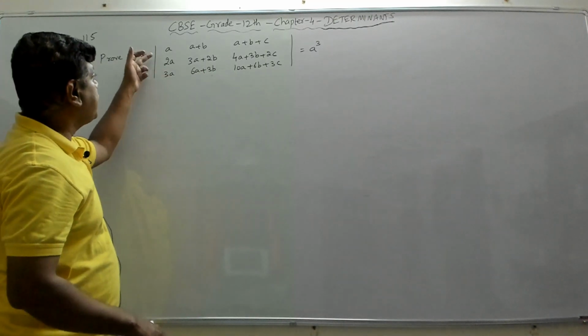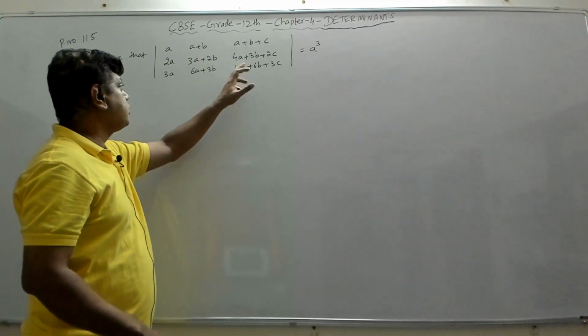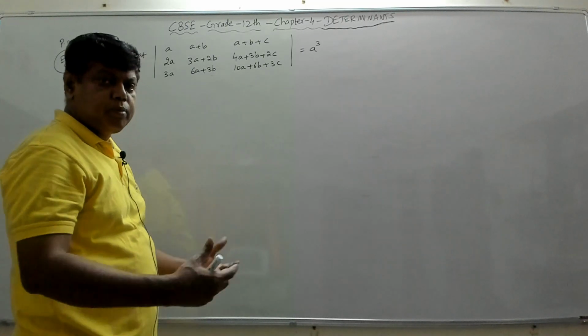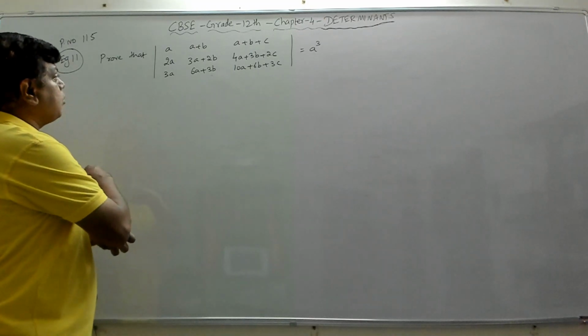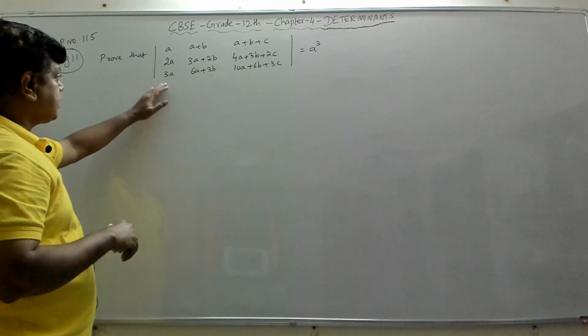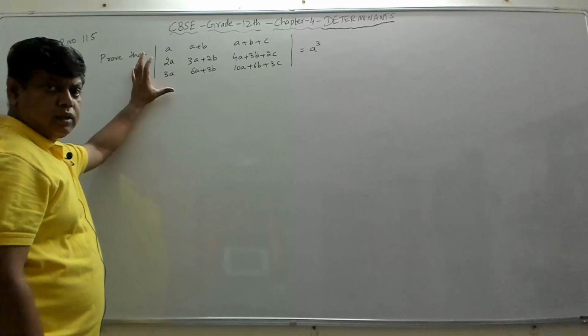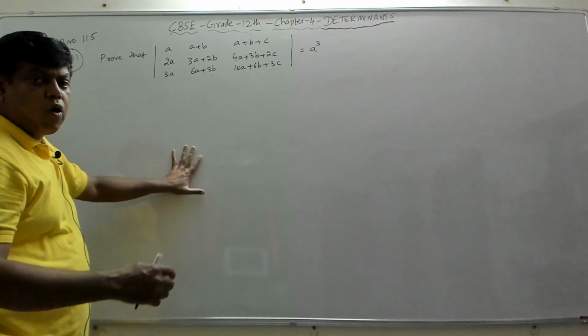We can expand using row 1, a into this, minus this into this, and so on, but that will take more time and it will be a little complicated also. So rather, we can try to use the properties, and see if we can make some of the elements in a particular row or column 0.